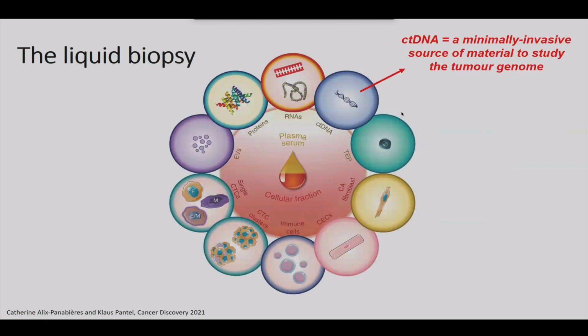So I think as many are aware, the term liquid biopsy is really this all-encompassing term that refers to any type of tumor material shed into body fluids. So that could be blood, urine, spinal fluid, all sorts. What I'm going to focus on today is circulating tumor DNA, which is DNA from the tumor that's shed into the bloodstream or other body fluids.